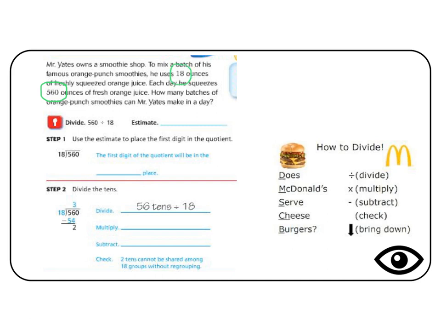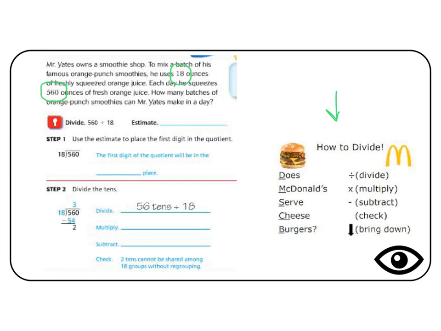Today we have a 2-digit number. When we have a 2-digit number, we follow the same steps. You might have heard this as Does McDonald's Serve Cheeseburgers, or Dad, Mom, Sister, Brother. So we're going to go ahead and follow these steps.